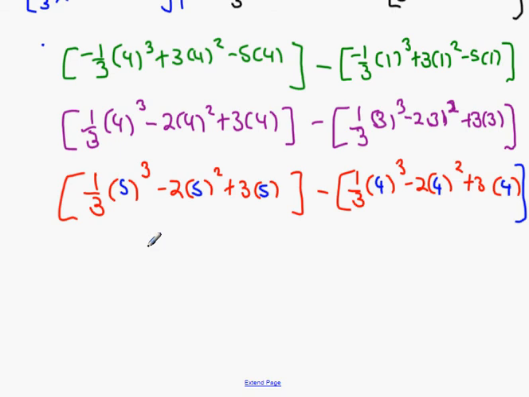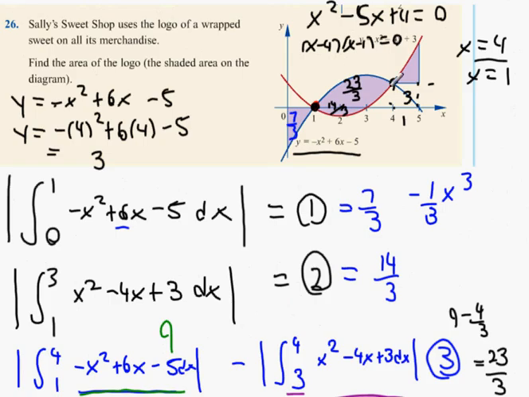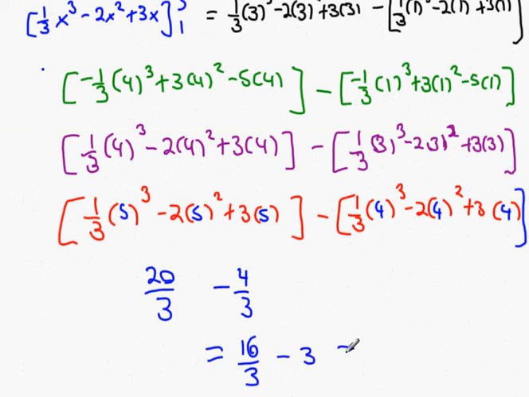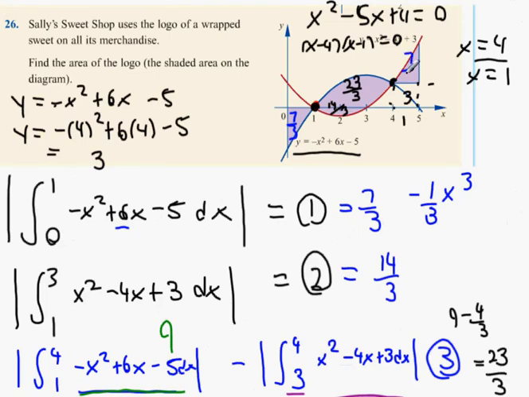And what do you get? First one's 20 over 3. Take away. We're expecting a positive value here, hopefully. Second one is 4 over 3, which gives us 16 over 3. Okay, 16 over 3. Minus, take away the 3. And what do we get? 7 over 3.